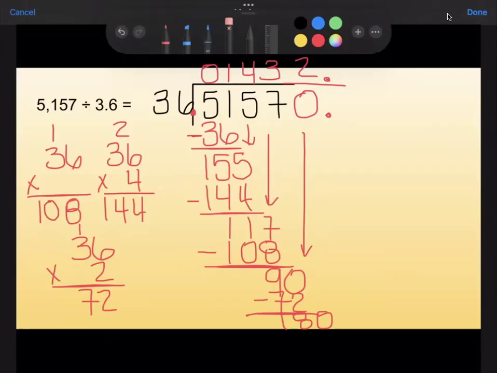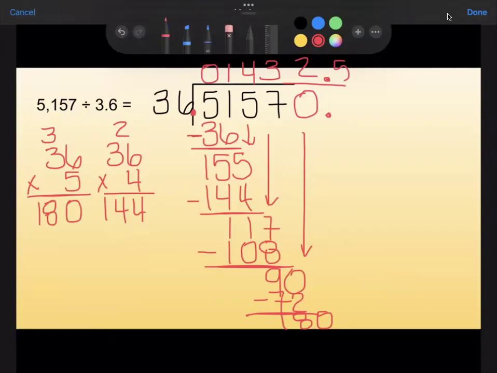So I'm going to erase some of this just to make some room. I know I'm going to have to go possibly bigger than 4 because 36 times 4 is 144. I think I could go a little bit bigger, so let's try 5. 6 times 5 is 30. And then 3 times 5 is 15 plus 3 is 18. Oh, that's perfect. That's exactly what I'm looking for.